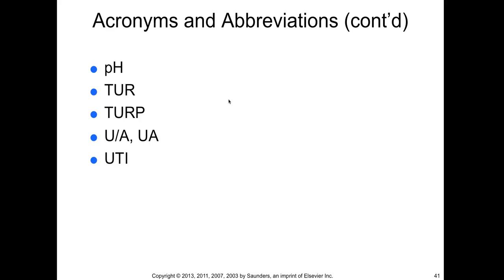TURP, once again, is for transurethral resection of the prostate. In TURP, the surgery is going to be performed on our prostate gland in men, and we use an instrument that passes through the wall of the urethra and is sometimes done to alleviate urinary problems of benign prostatic hyperplasia. U/A or UA, we already mentioned too. That stands for urinalysis. UTI stands for urinary tract infection.